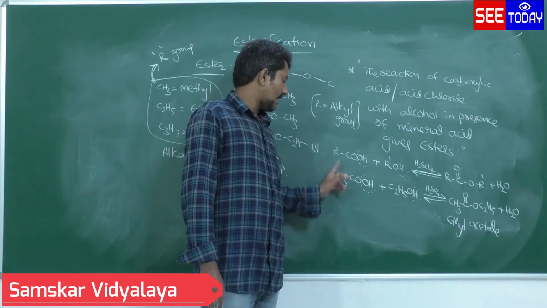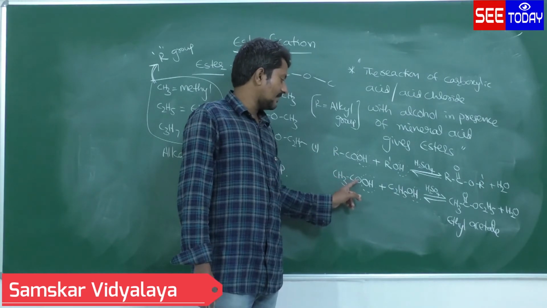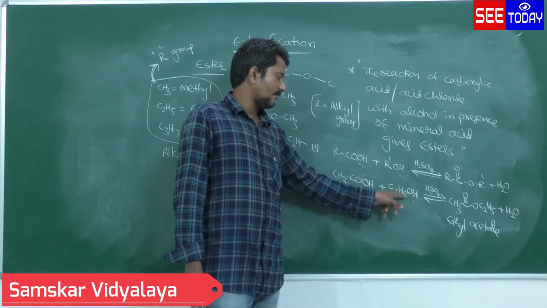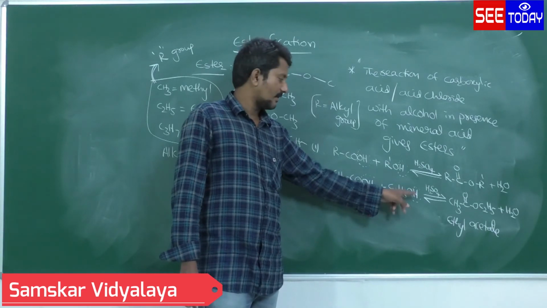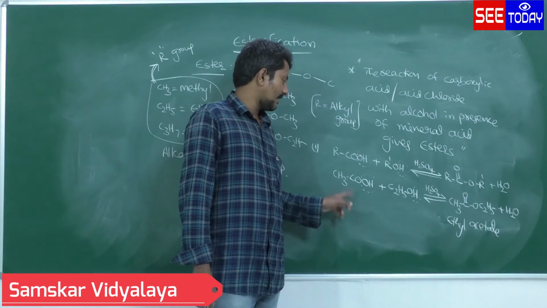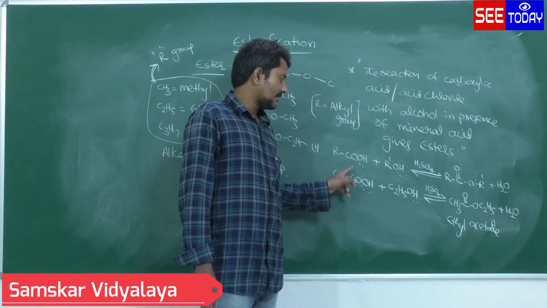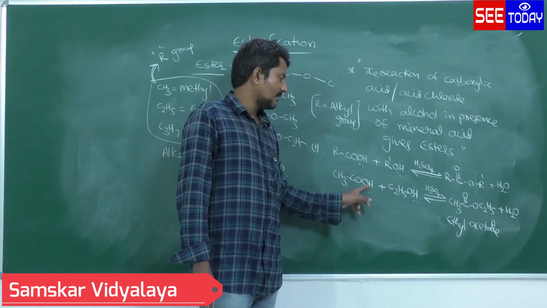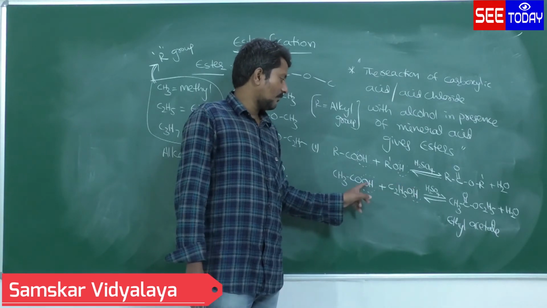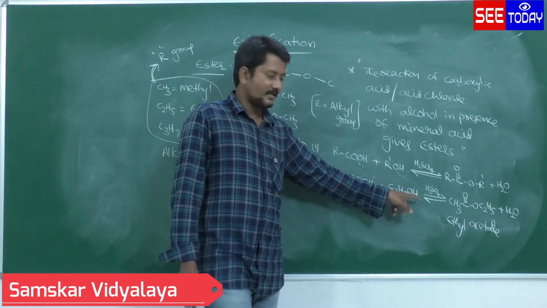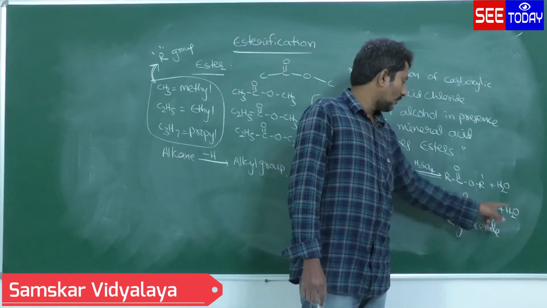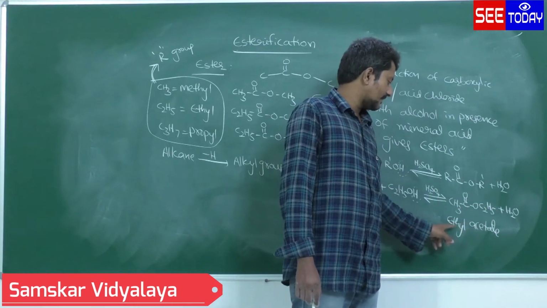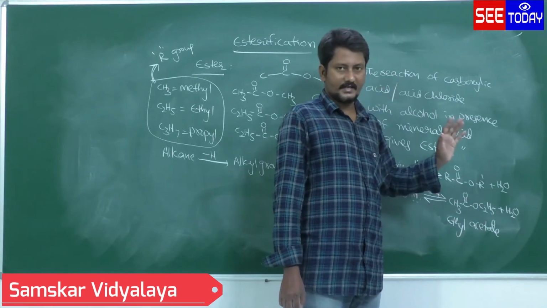Second one. R means CH3. CH3COOH plus R prime, C2H5OH, ethyl alcohol, in the presence of H2SO4 gives CH3 C double bond O C2H5 plus water, OH then H, which is H2O. CH3 C double bond O C2H5 is called ethyl acetate.